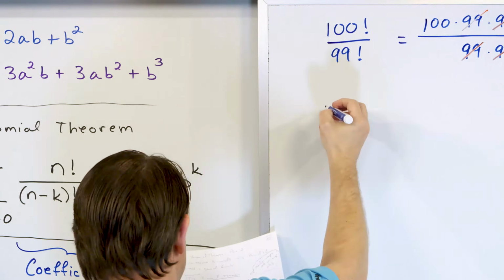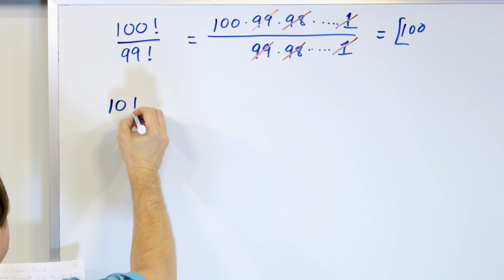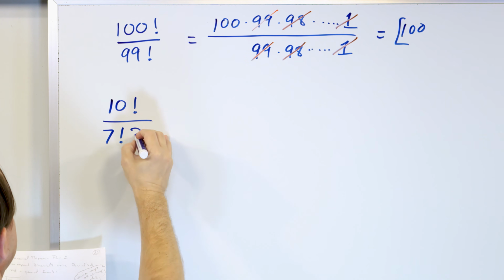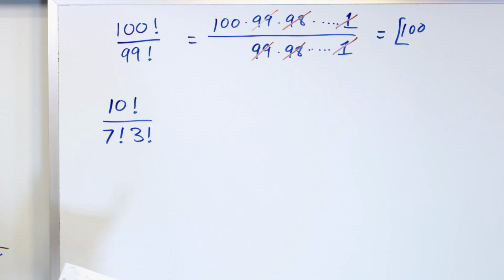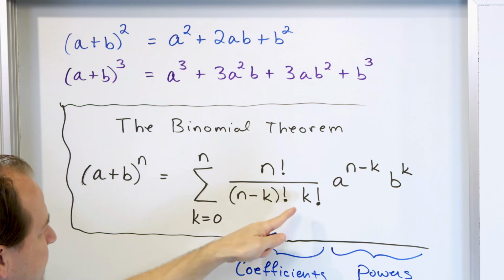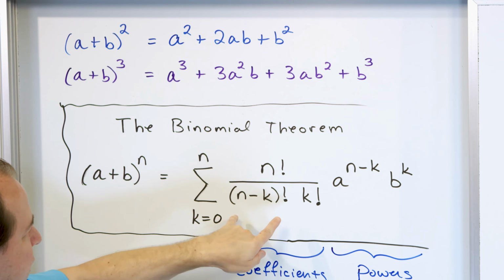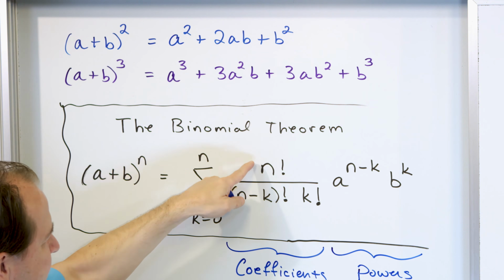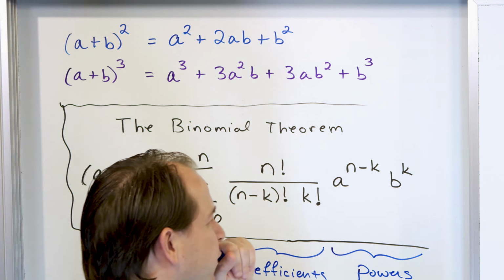Just to get another example, what if you have 10 factorial divided by 7 factorial times 3 factorial? Look at the form of this. It is very similar to the form here. Something factorial times something factorial. Yeah, there's a minus, but forget about that. You have a factorial on top, and 2 factorials on the bottom.